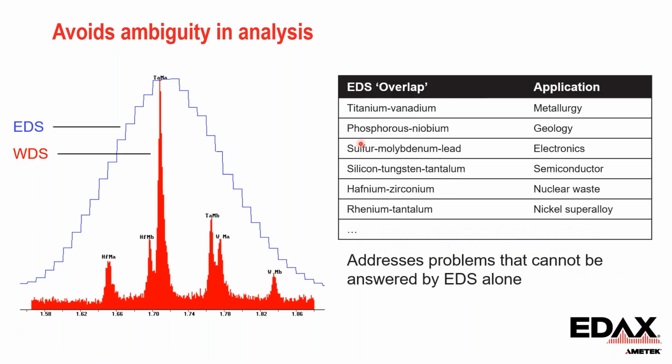There are many common or classic overlaps in the EDS spectrum for different applications, like titanium, vanadium, phosphorus, niobium, and so on. So all of these problems which cannot be answered by EDS alone can be addressed by using WDS, using the Lambda WDS spectrometer.